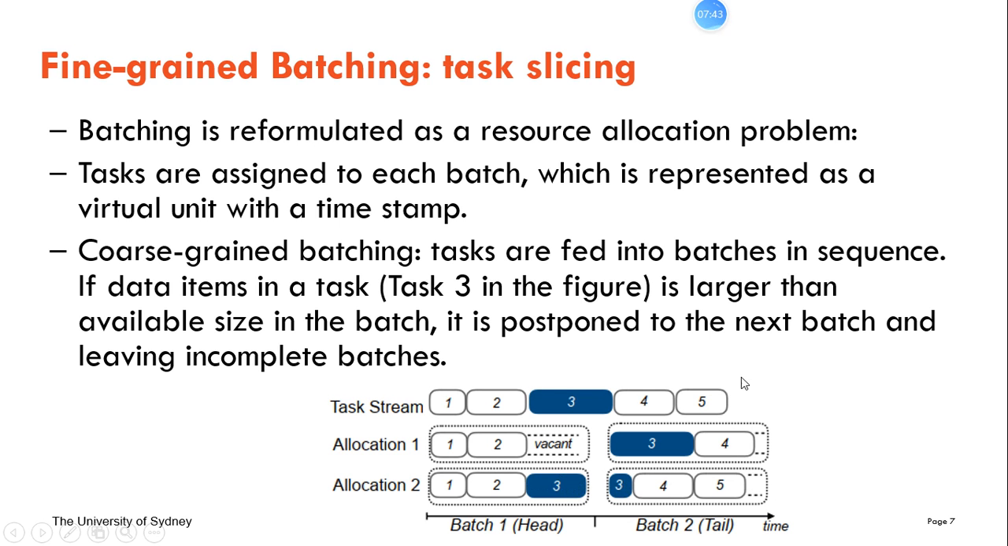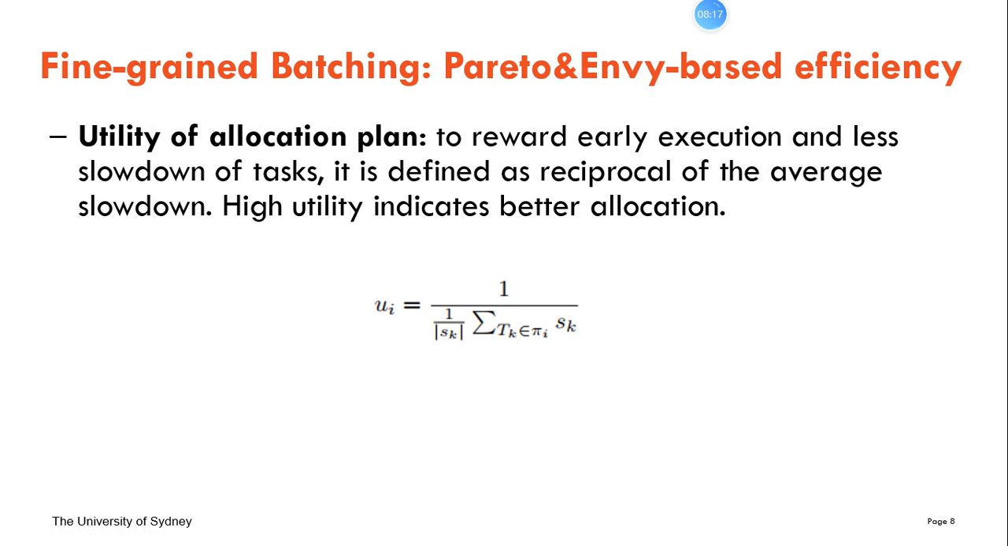So we can see the problem and the opportunity here. For sequential batching, also known as coarse-grained batching, task 3's size is larger than the available size in the first batch. So it has to be postponed to the second batch, leaving the first one incomplete. So it's not efficient. That's why we devise the mechanism of task slicing. Then we define an indicator to evaluate the efficiency of the allocation. In order to reward early execution and less slowdown of tasks, the utility is defined as the reciprocal of the average slowdown. Normally, high utility indicates better allocation.